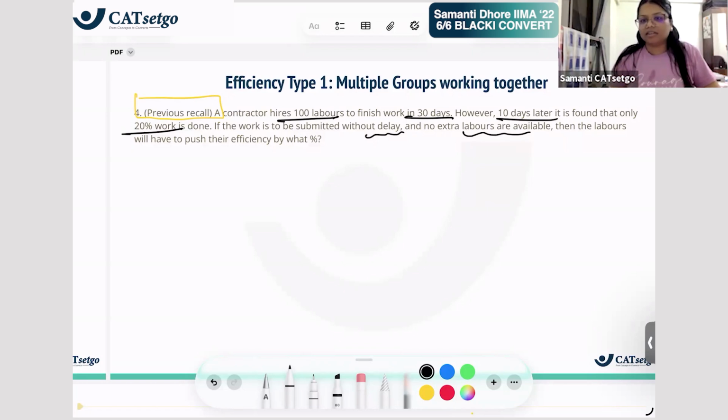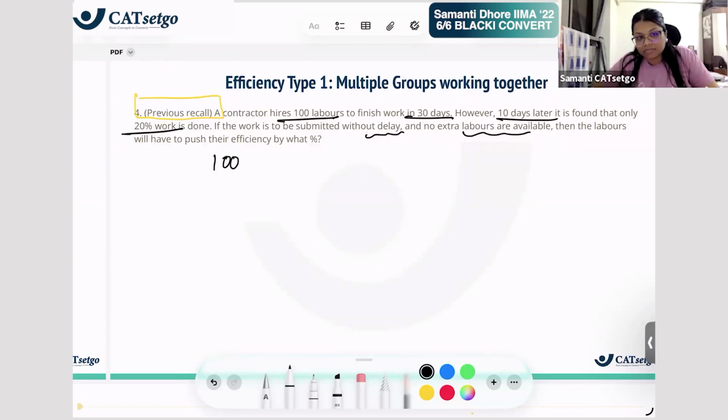You should be able to do more work in a certain day, right? तो जब तुम किसी को बोल रहे हो कि तुम्हें ज्यादा काम करना है एक दिन में, मतलब तुम उसको क्या बोल रहे हो? एफिशिएंसी बढ़ाने के लिए बोल रहे हो, right? तो this is what the concept is coming here. कि earlier question what we did was, एक तो सबसे पहले इसको कैसे सॉल्व करना है कि 10 days later it was found only 20% work is done, right?